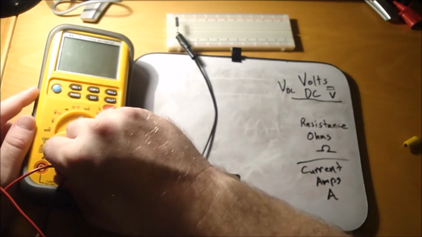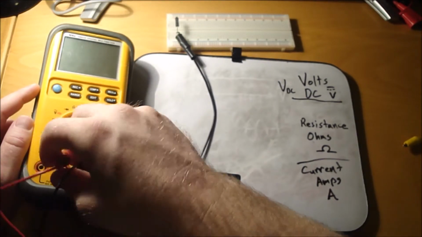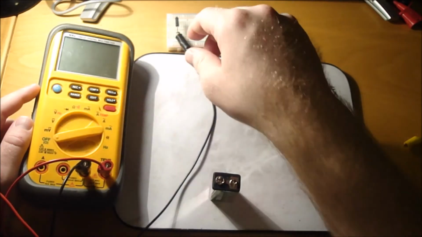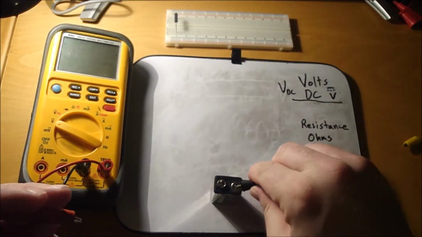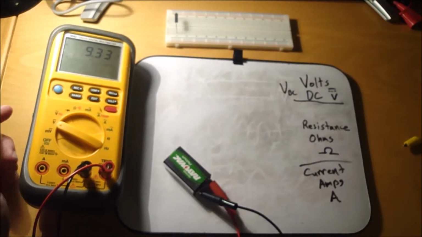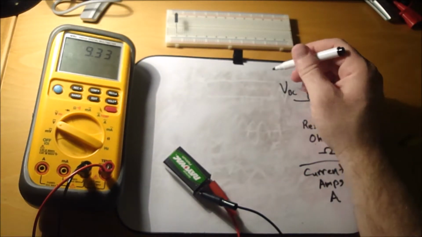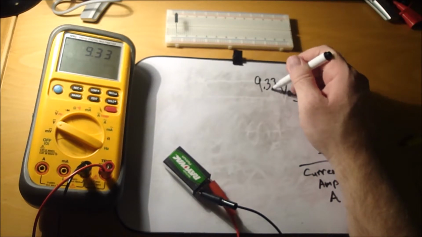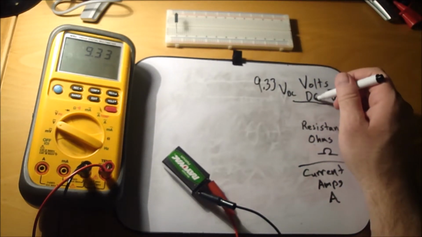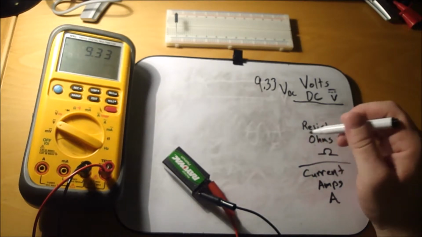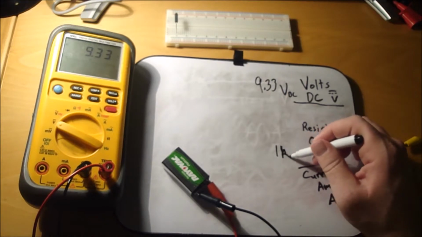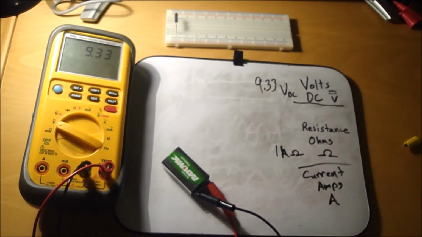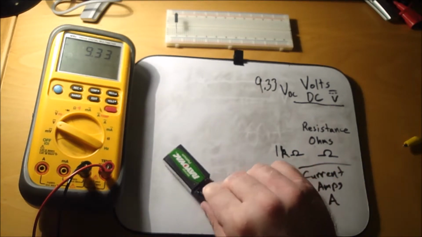So let's just see what our battery is at currently, and we'll write that down. Okay, our battery's at 9.33 volts DC, and we got our 1 kilo ohm resistor that we're using in the circuit. Let's just see how much current it draws.